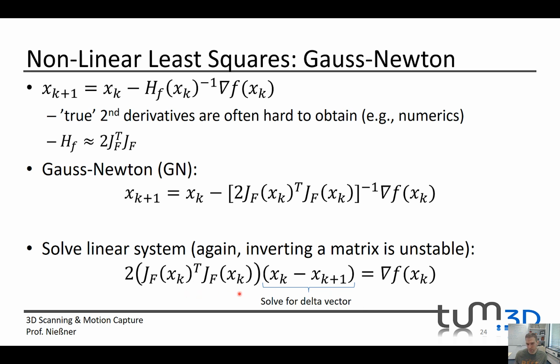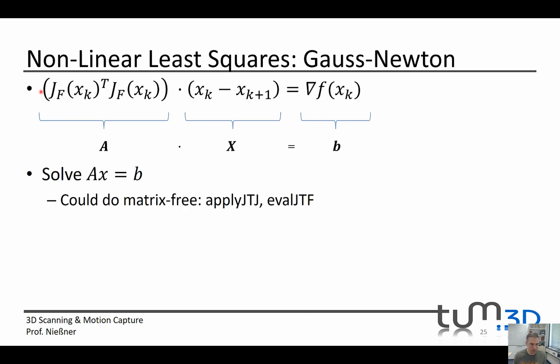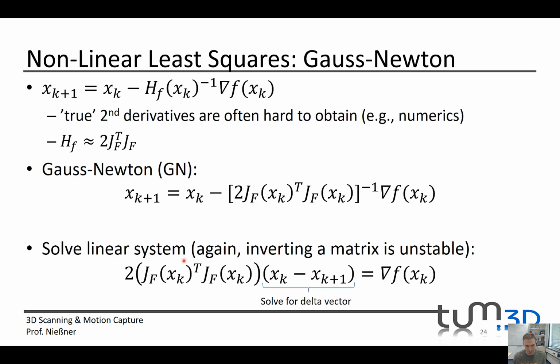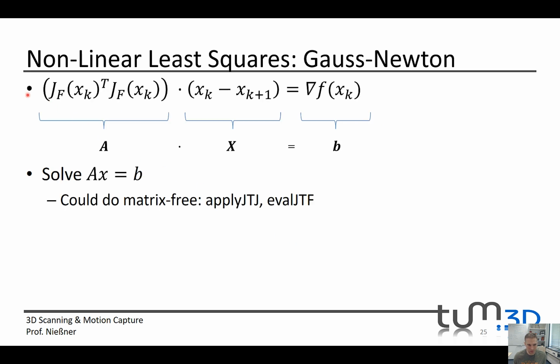And this is a linear system. Why is this a linear system? This one here is 2 times JTF. I can also divide by 2 here, so sometimes you see that people get rid of this 2. Actually, here it's wrong. There's a 2 missing, because this is 2 times JTF.